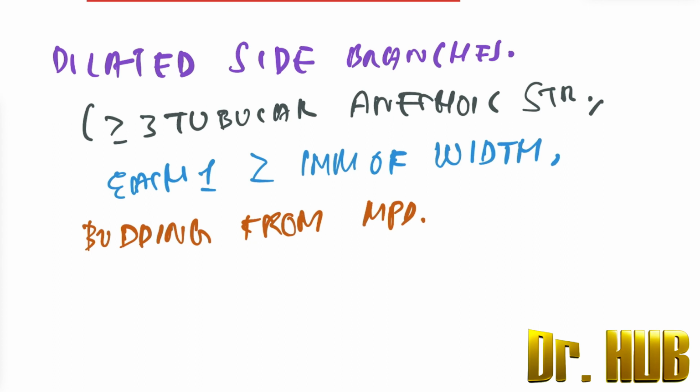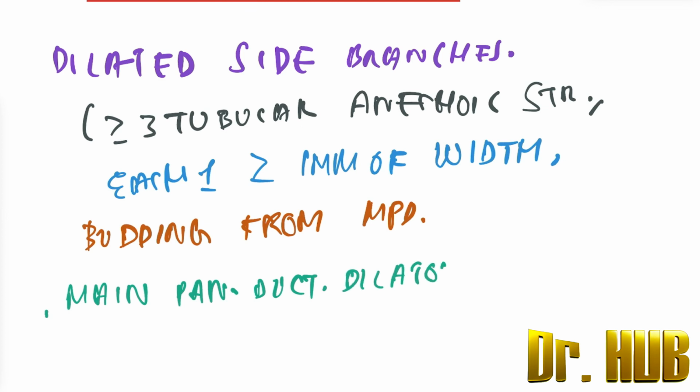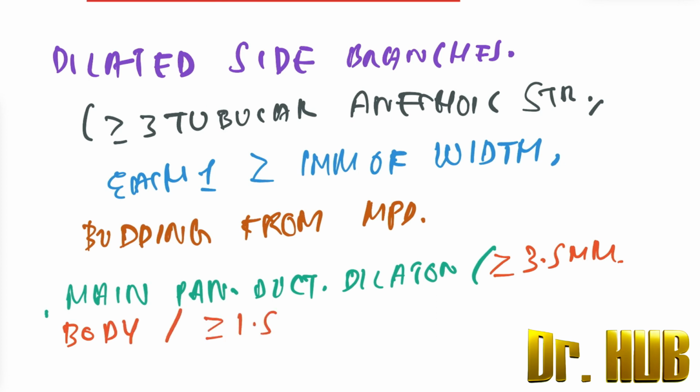Next is the main pancreatic duct dilation. This is nothing but greater than or equal to 3.5 mm in the body, or greater than or equal to 1.5 mm in the tail.